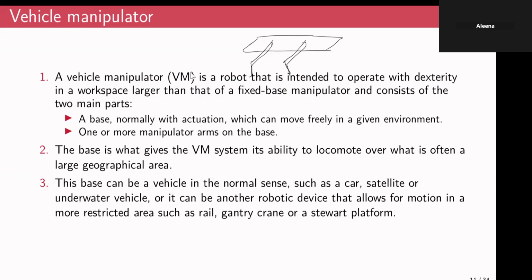Point three basically says the base can be a vehicle in a normal sense, such as a car, a satellite, or an underwater vehicle, or it can be a robotic device that allows for motion in a more restricted area, such as a rail, gantry, crane, or a Stewart platform. Again, these are all very self-explanatory. So a vehicle manipulator essentially consists of a base, a vehicle or a mobile base, and on top of it you will have multiple arms.